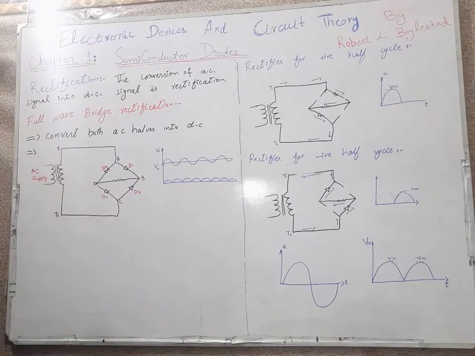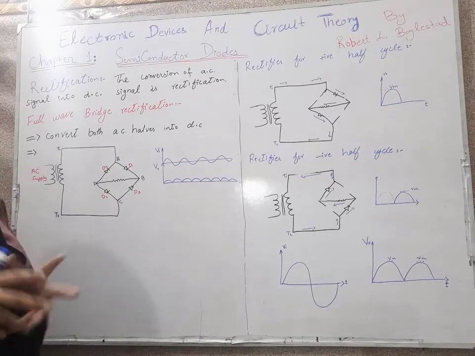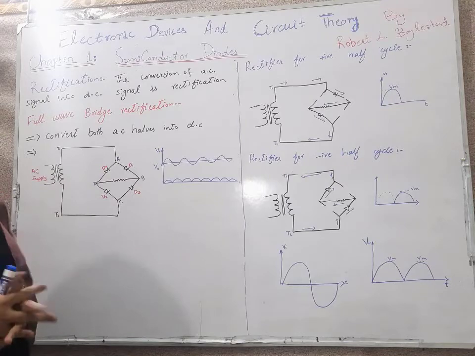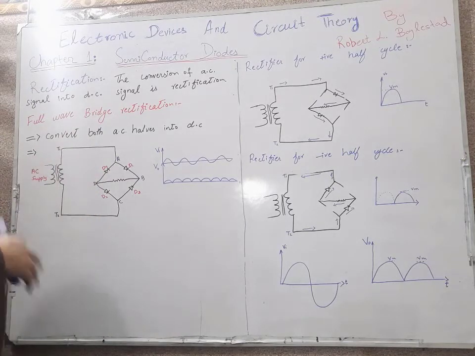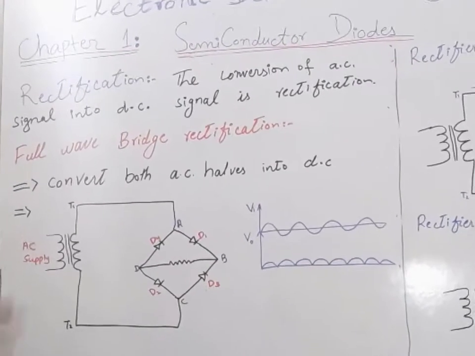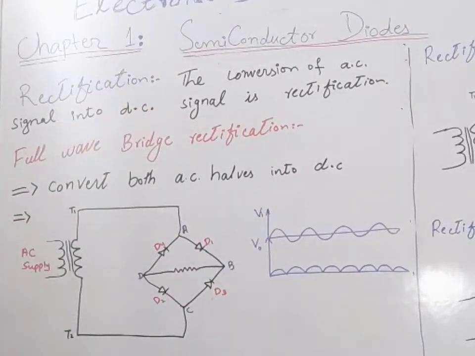And in this lecture, there are two types of full wave rectification. We will discuss these two types in our lecture. What is rectification? The conversion of AC input signal into the DC output signal is called rectification. So we basically have to convert AC signal into the DC signal.